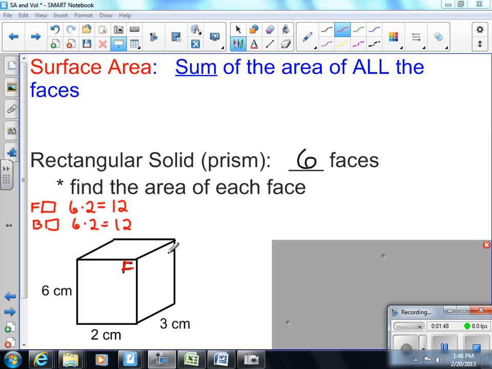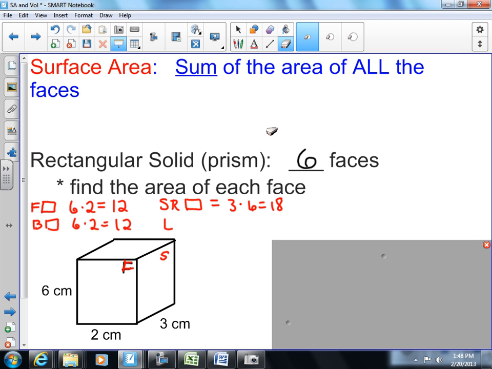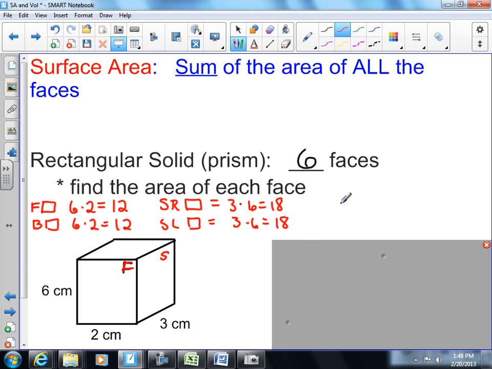Okay, now let's go to the right side. Let's go to the sides. Side right. What's the shape? A rectangle. And I write that down because it kind of then makes me think of how do I find the area of a rectangle. The dimensions are 3 by 6. So I go 3 times 6, which is 18. Do I have another side like that? Okay, the side left. Again, it's a rectangle, and it's 3 by 6 or 18. And you don't have to write the 3 by 6 around if you want to just put down 18 again.